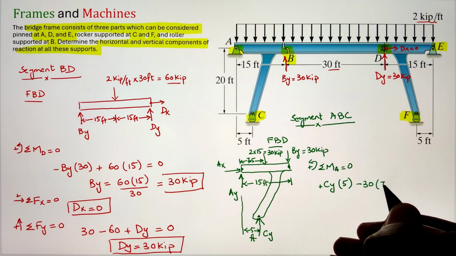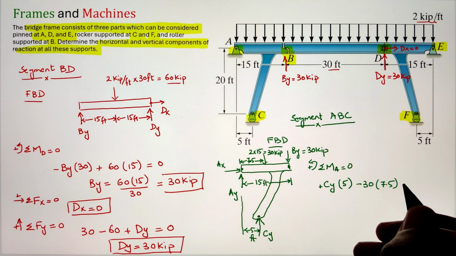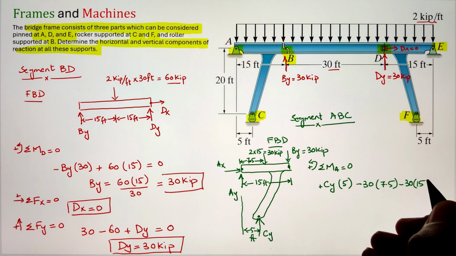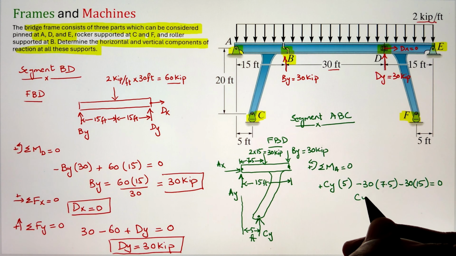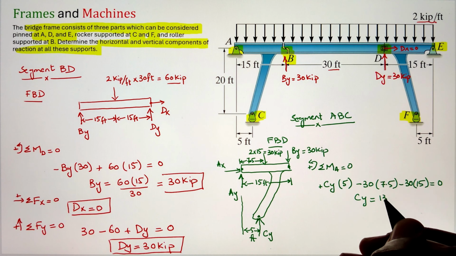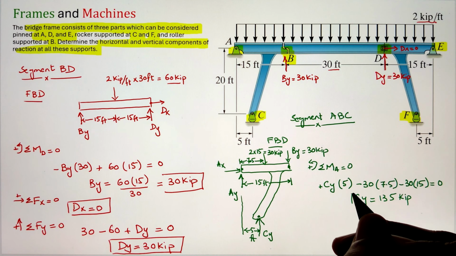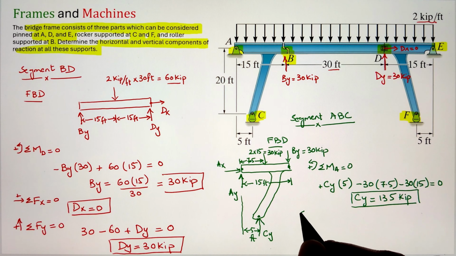This is going to create our counterclockwise moment. That's why it is taken as positive. Next, I have our 30 kip force pointing downward with a moment arm of 7.5. This is creating our clockwise moment, so that's why it is negative. And our By is also going to create our clockwise moment. Simplifying, we get our value of Cy as 135 kip.